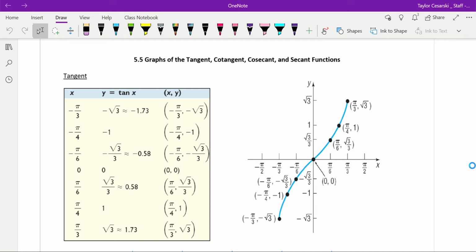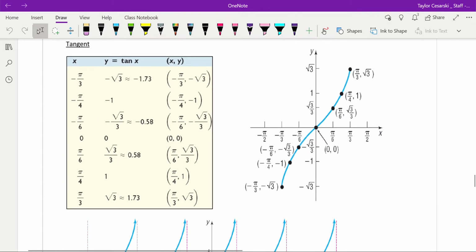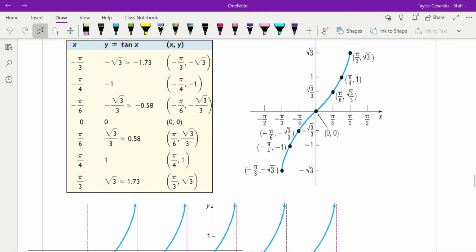Alright, hi guys. Today we're going to talk about the graphs of tangent, cotangent, cosecant, and secant. Now, these are going to be a little different than sine and cosine because there are areas where all four of these functions are undefined. And if you remember, any place where it's undefined on your graph is going to create asymptotes.